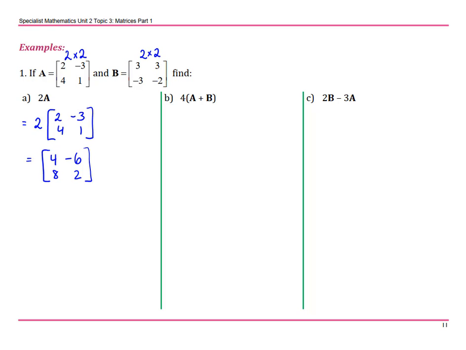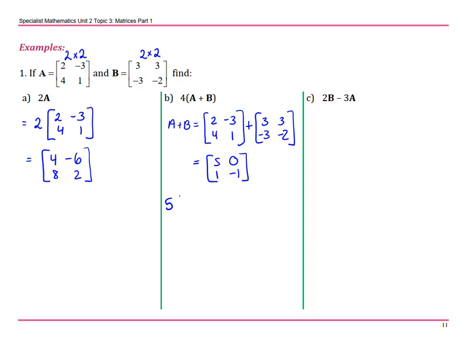Okay, part b, 4 lots of A plus B. So I'm going to work out the A plus B first, because otherwise there's just way too many brackets to deal with. Now I can add A and B because they're both 2 by 2 matrices, so they're the same order. So I've got 2 plus 3 is 5, -3 plus 3 is 0, 4 take 3 is 1, 1 take 2 is -1.